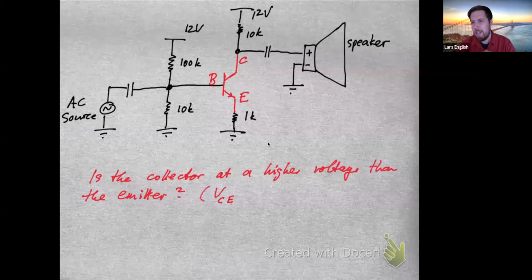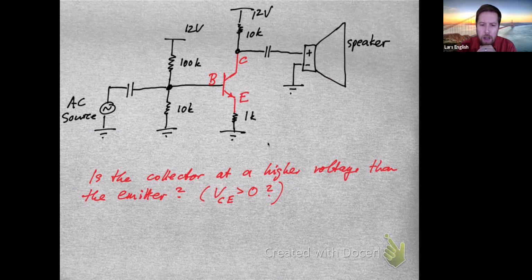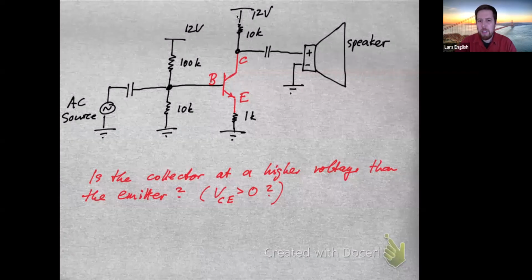But before we look at how this circuit works, let's see if we've hooked it up correctly. We said that the collector has to be at a more positive voltage than the emitter. V sub CE has to be positive. The collector gets connected to the positive terminal of the battery, and the emitter to the negative. So is this actually the case here? Take a look at it and see what you think.